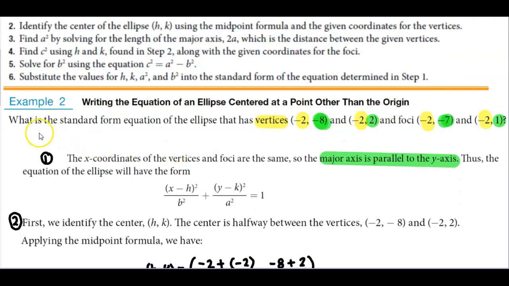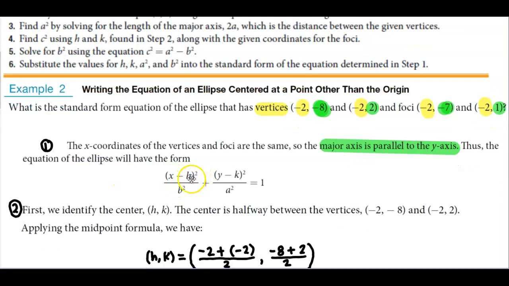So for example 2, it says, what is the standard form equation of the ellipse that has the vertices (-2, -8) and (-2, 2), and the foci (-2, -7) and (-2, 1)? Now, the x-coordinates of the vertices and the foci are the same. They're both -2. So that means that the major axis is going to be parallel to the y-axis. So the equation of the ellipse will have the form (x minus h) squared over b squared plus (y minus k) squared over a squared, which is equal to 1.